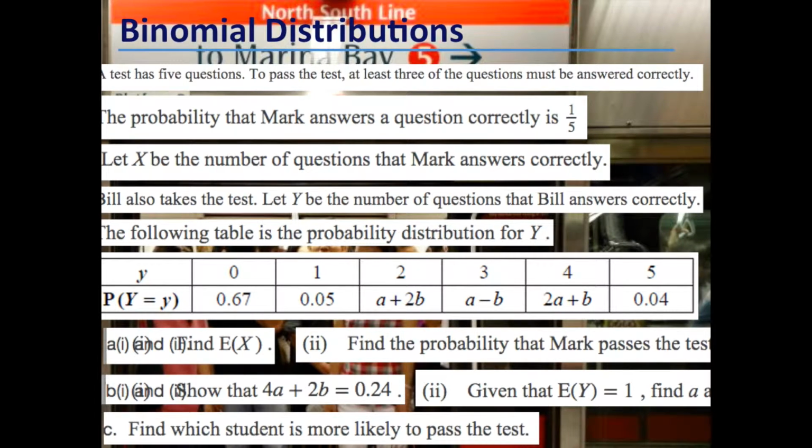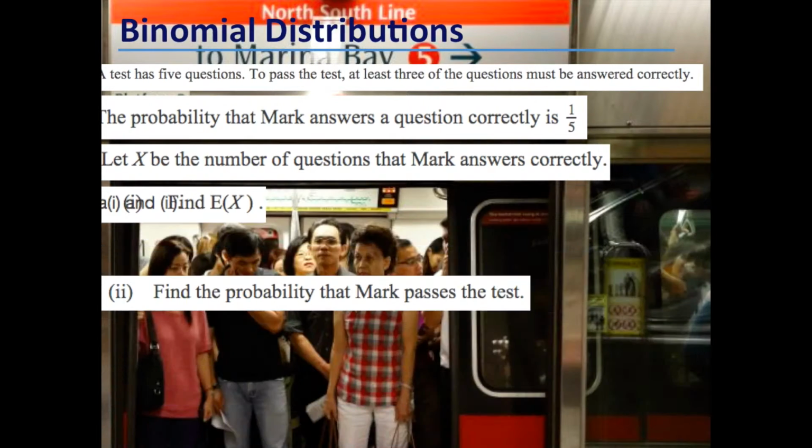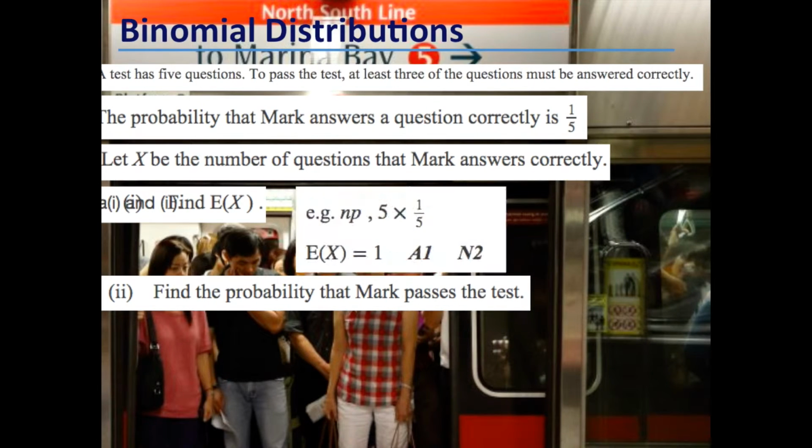So if you want, have a go at this question and then follow through the solutions. So the first part, find the expected value, that should be fairly straightforward. We just plug the numbers into the formula, np, the number of trials, which is, there are 5 questions, the probability of getting a question correct is a fifth, multiply them together and you get 1.